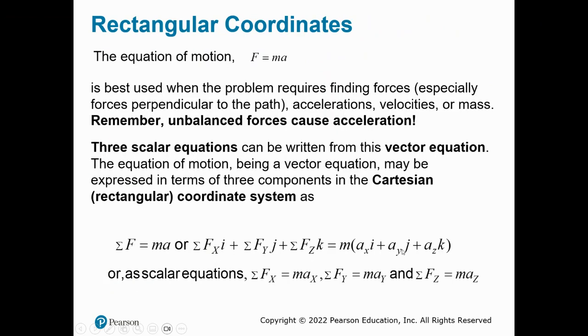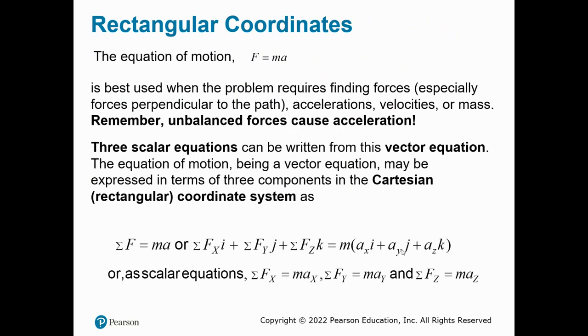In the previous video, we highlighted Newton's second law equation of motion, which says F equals ma. This equation is best used when a problem requires finding forces, especially force perpendicular to the path, acceleration, velocity, or mass. Remember, unbalanced force causes acceleration. When there's a force, there's always acceleration going with the force, according to Newton's second law, F equals ma.